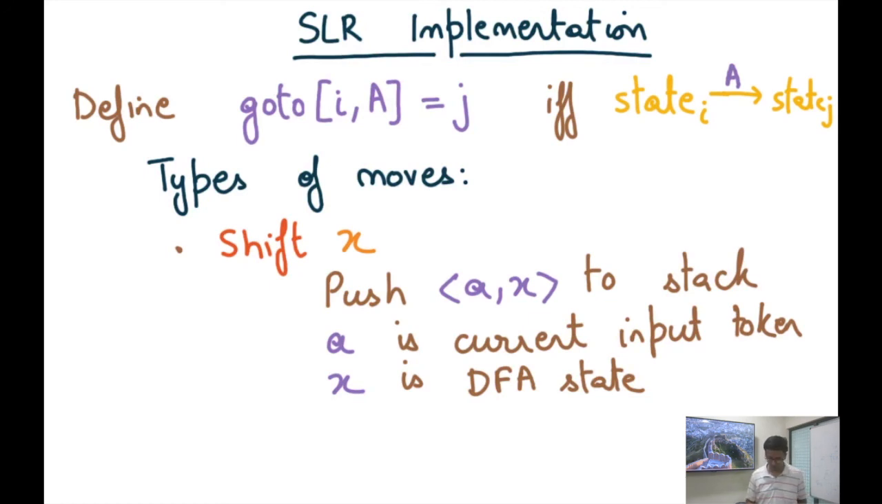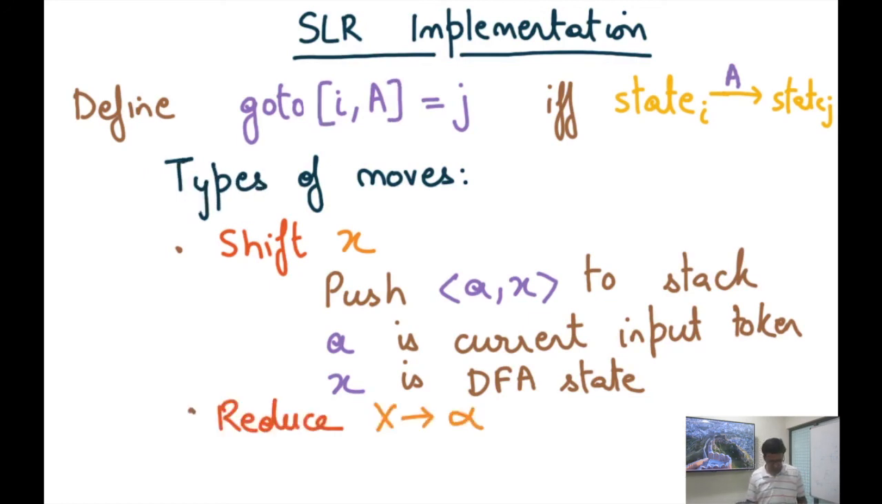That's one type of move. Another type of move is the reduce move, which says reduce. Along with reduce, I also say what production I'm using to reduce, and that was always the case. We always used to write what production we used to reduce, and so that production will be the operand of this instruction. For example, the production could be X produces some string of terminals and non-terminals alpha.